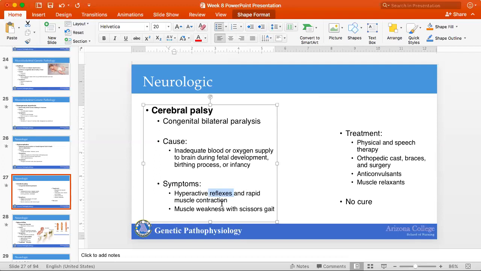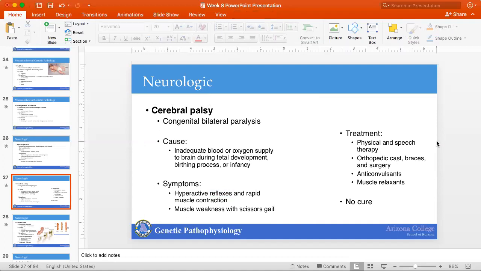They also have rapid muscle contraction, muscle weakness with scissor gait. So they'll have a very distinct kind of look and movement to them. Treatment: physical and speech therapy, orthopedic cast, braces, and surgery, anticonvulsants and muscle relaxants as needed, and there's no cure for it.